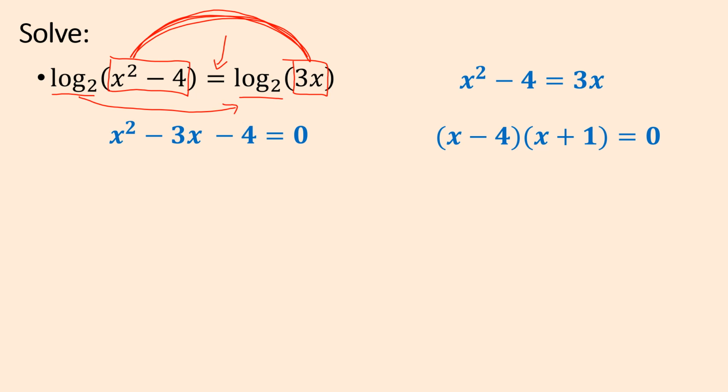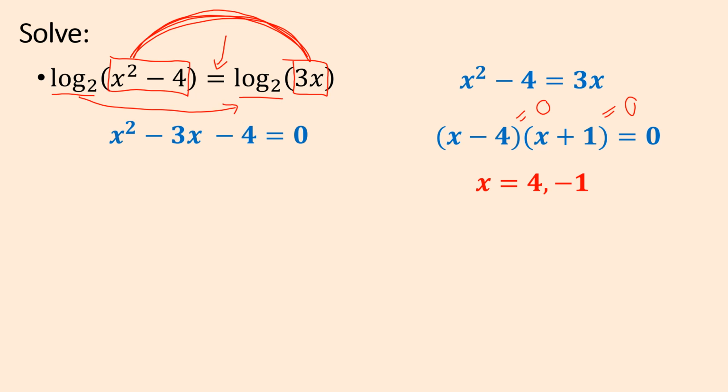I'm skipping all the factoring work. If you're confused on how we got these two parentheses, you can go back to chapter 4 and find that video on factoring. Once we get those two parentheses, we get our solutions, x equals 4, x equals negative 1. We get those by just setting each of these parentheses equal to 0 and solving.